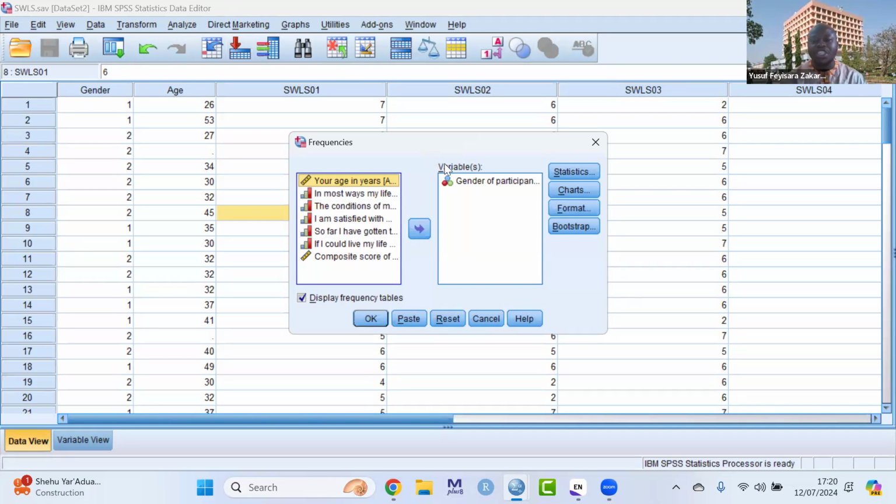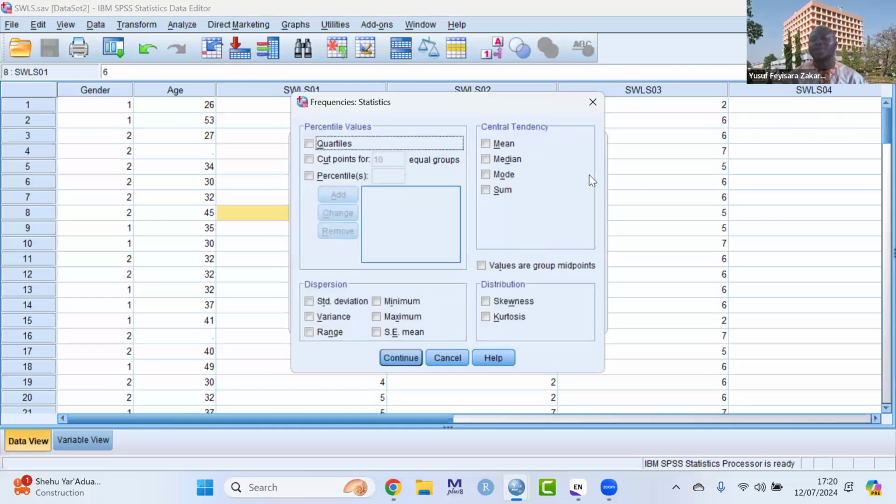So you push in your variable; I can remove it from here. You just click on it and then you click on this arrow. It will come to where you want it. I want to explore gender. Remember, gender is categorical: 1 or 0, 1 for male and 0 for female, or 0 for male and 1 for female, or 1 for male and 2 for female, as the case may be.